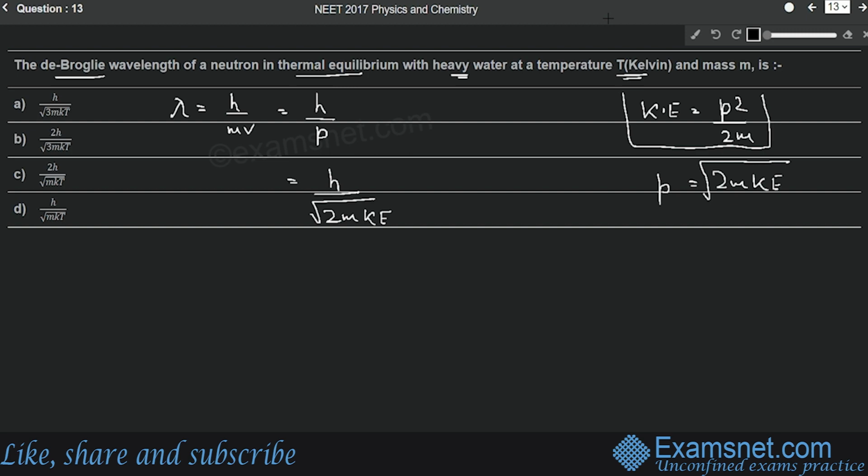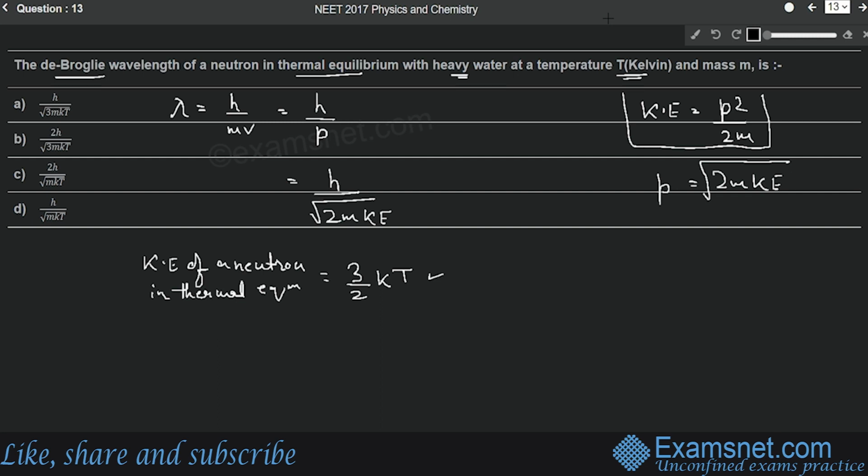Now we know that the kinetic energy of a neutron in thermal equilibrium is equal to 3 by 2 kT. Okay, if you know the theory, then you will understand why it is 3 by 2 kT.